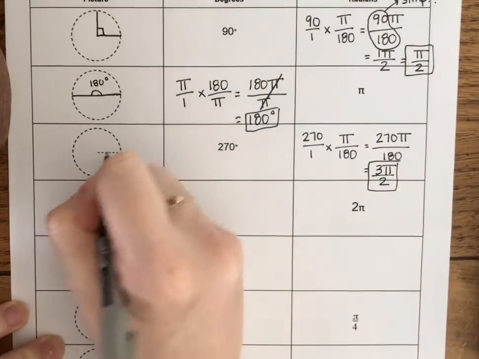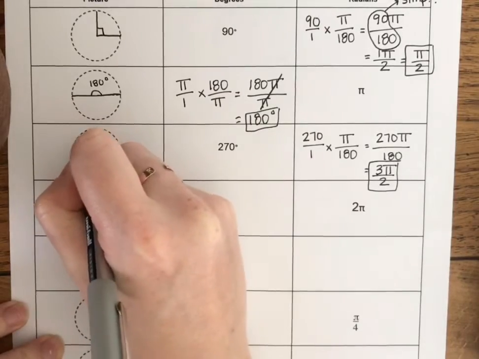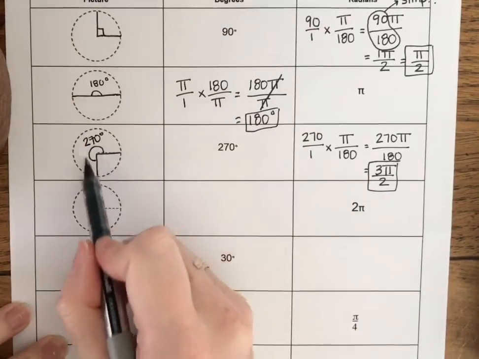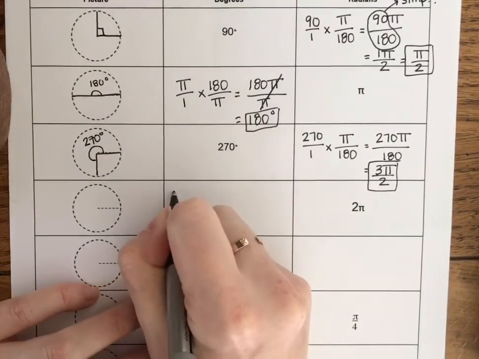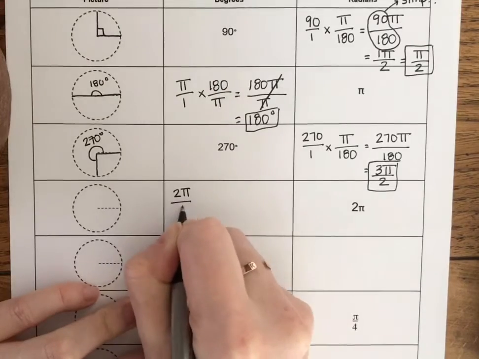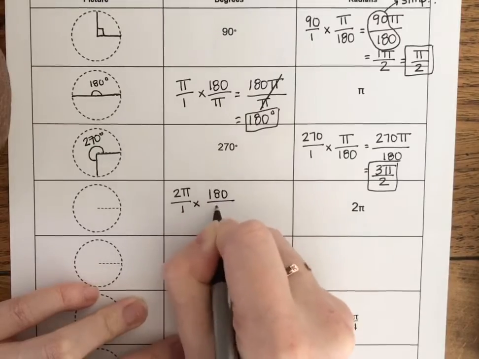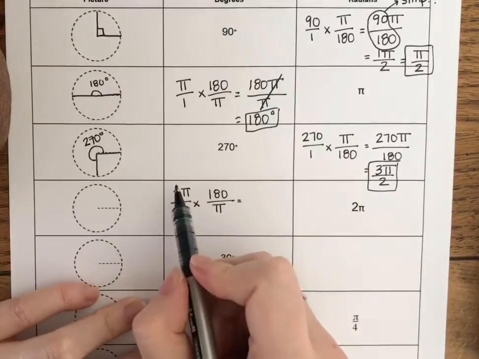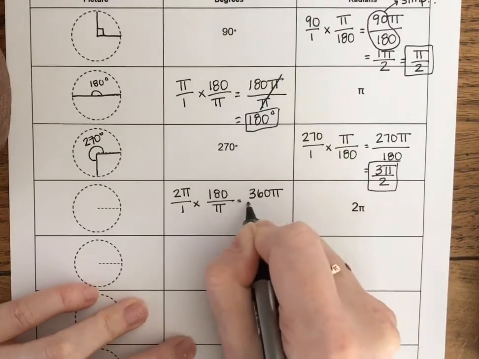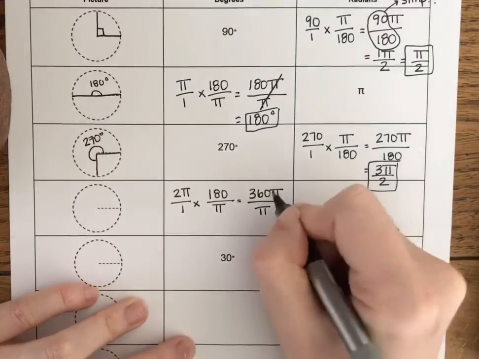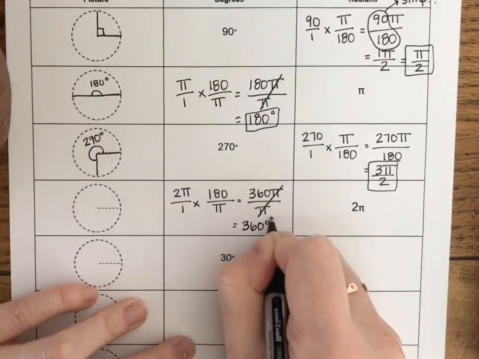Okay, so 270 degrees, this is 3/4 of the way around my circle. So it would be this entire section right here. All right, and then 2 pi. We're going the other way, so I flip my conversion factor, so it would be times 180 over pi. Okay, so 2 pi times 180 is going to give me 360 pi over 1 times pi gives me pi. Pi's cancel out, and I just get 360 degrees.